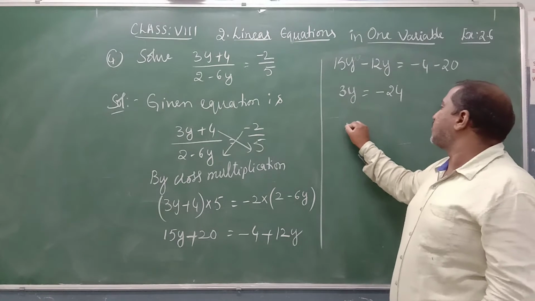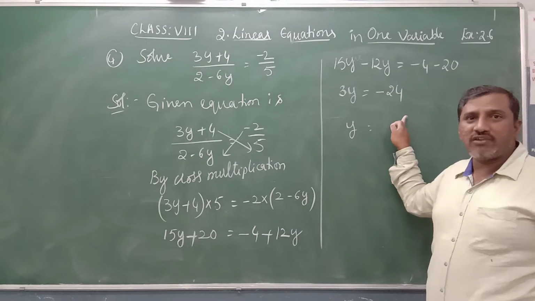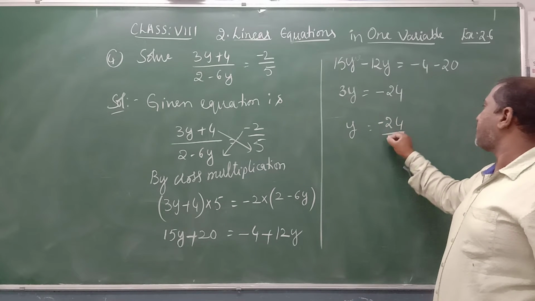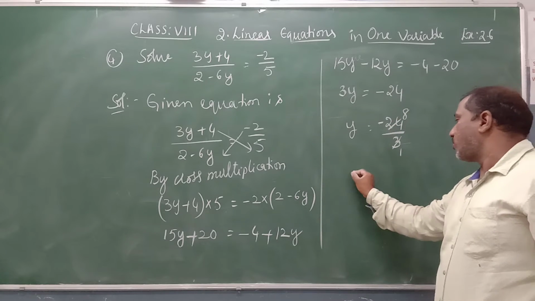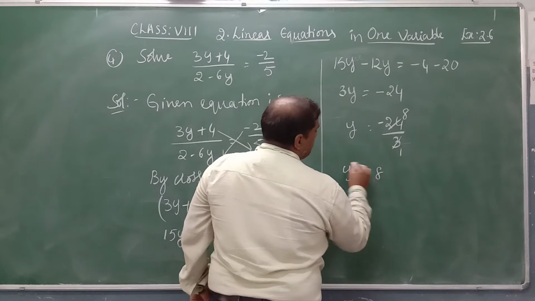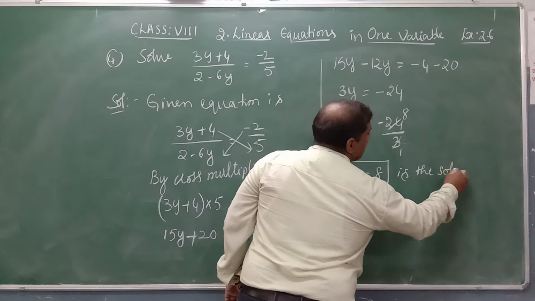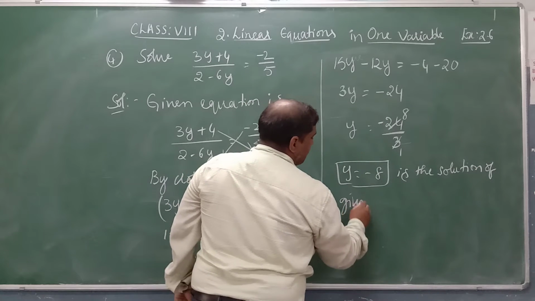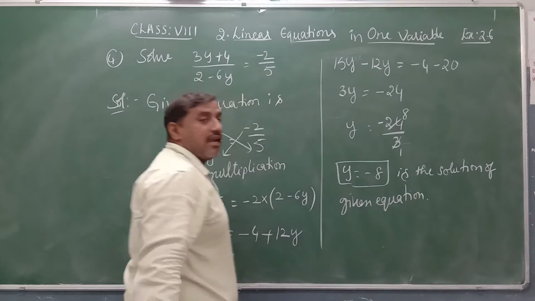Now y equals... 3y means 3 into y, so 3 is multiplying here. When we transpose it to the RHS, it divides. That is -24 by 3. 3 ones are 3, 3 eights are 24. Now y equals -8. y equals -8 is the solution of the given equation.